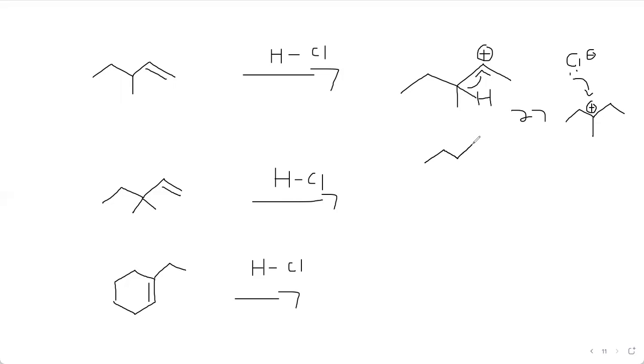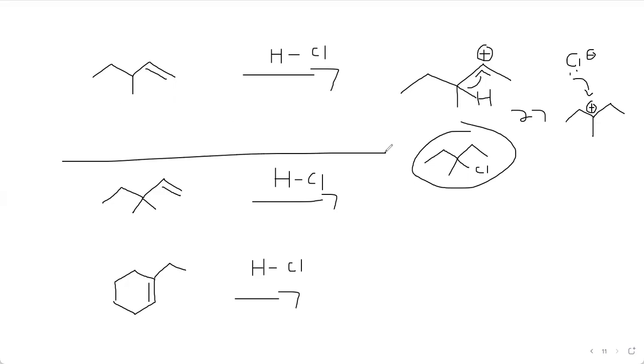And so now my Cl minus that I made in the mechanism is going to attack the plus. And so I'm going to get my Cl added to this position, and you can really draw it anywhere as long as it's off of that carbon with the plus. And so this is my answer for the first one. Now for the second one, we should draw a little line like this so we don't get confused.